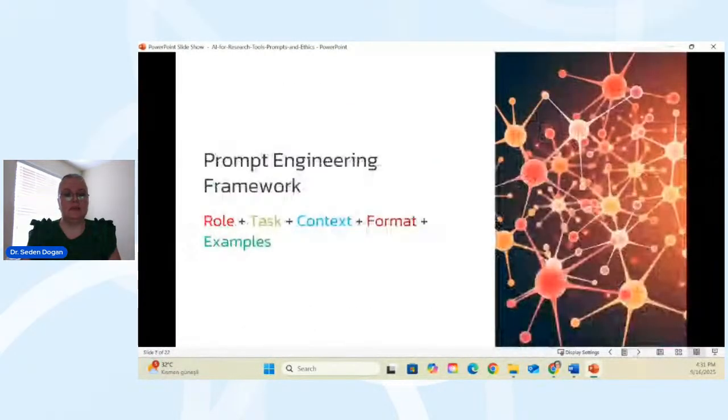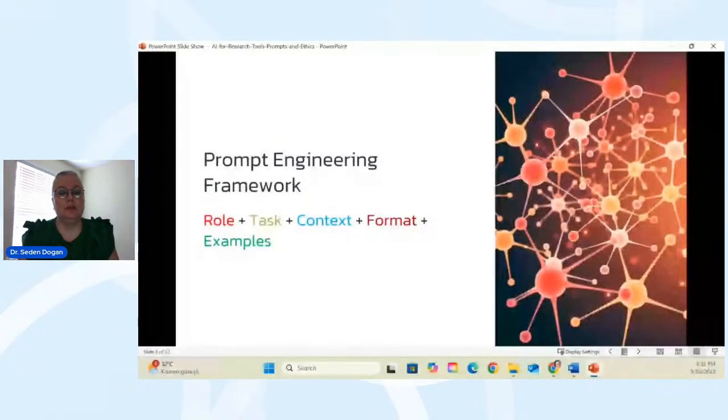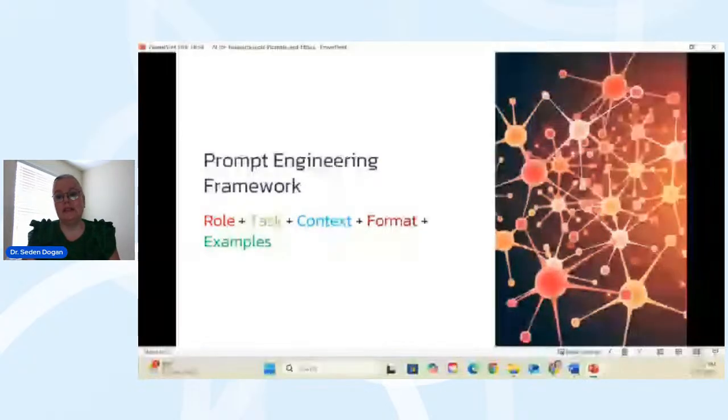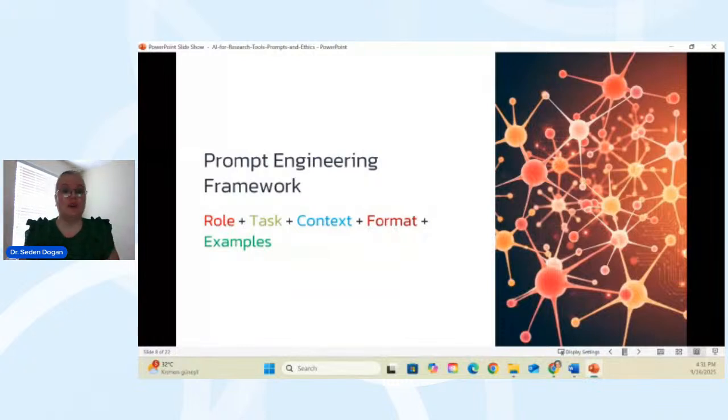As my colleague Ipek mentioned in the previous presentation, prompt engineering is very important. Prompting is basically the art of asking the right question in the right way. If you have ever supervised a student assistant or worked with a colleague, I'm sure you know that vague instructions lead to vague results. The same applies here with an LLM. So I'd like to introduce you to a 5-part framework: role, task, context, format, and examples.